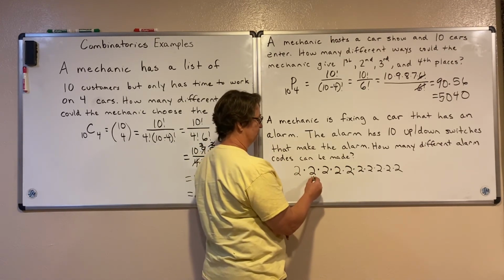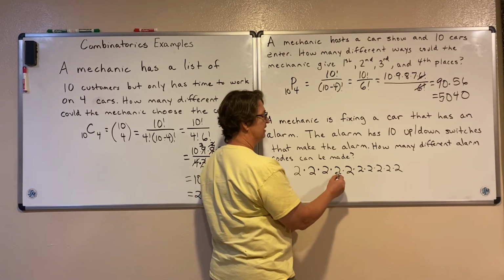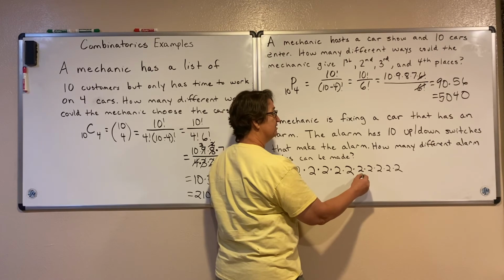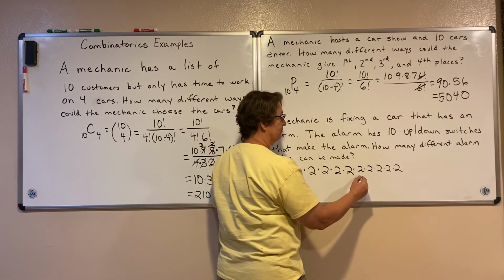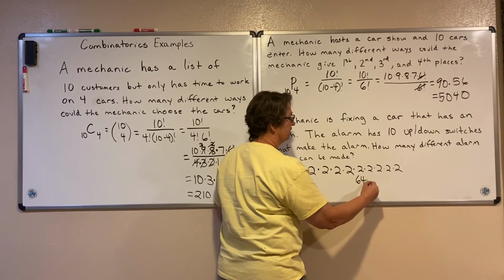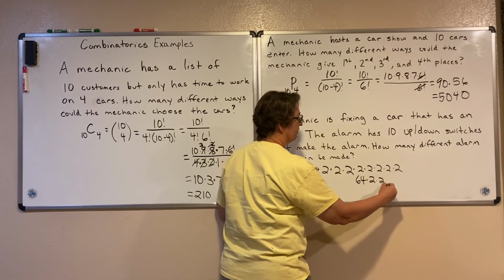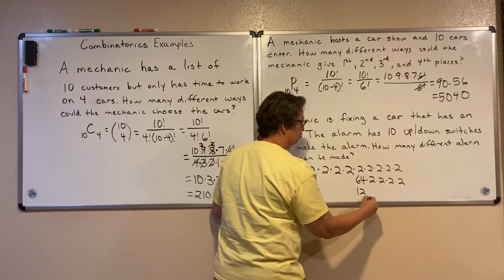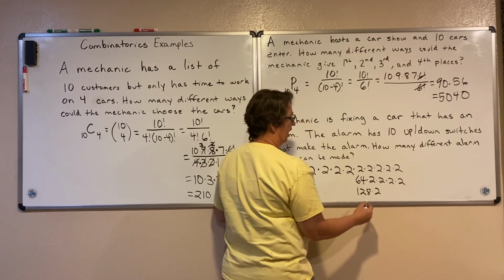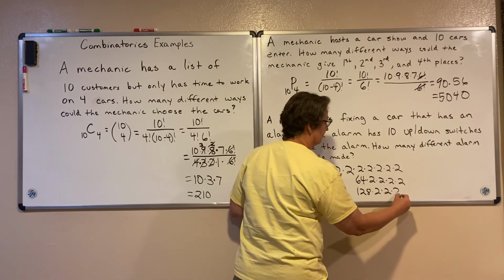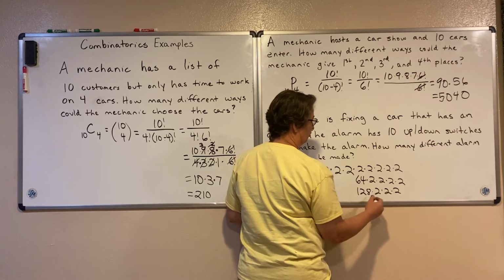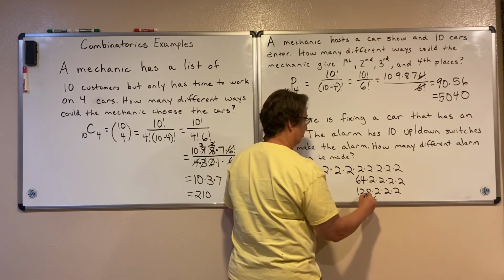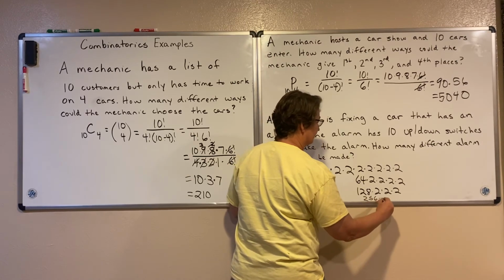2 times 2 is 4, times 2 is 8, times 2 is 16, times 2 is 32, times 2 is 64, 64 times 2 is 128, 128 times 2 is 256.